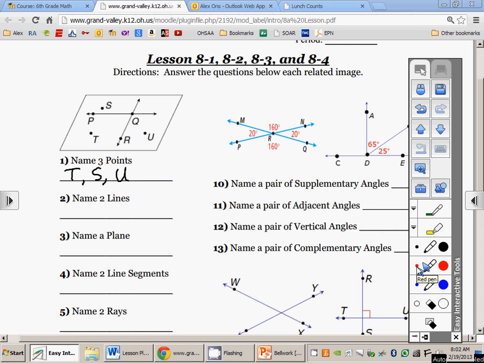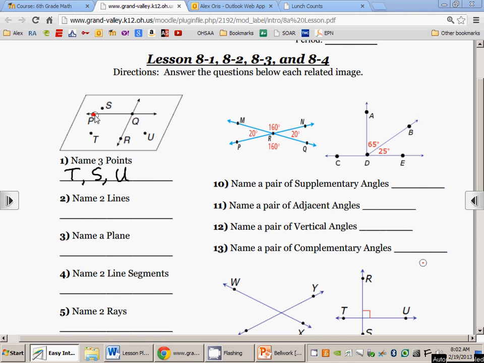So how would you name one line? How would you name a line? All right, we're already out of new volunteers. Come on. New volunteers. Andrew, name a line. Okay. And? Good. You have to have 2 points to name a line. P and? No. P and R do not connect. What 2 points connect? Andrew? Very good. All right, so Andrew says P and Q.